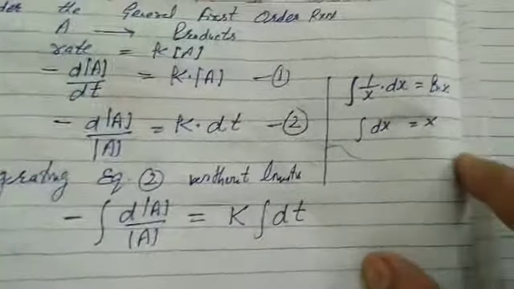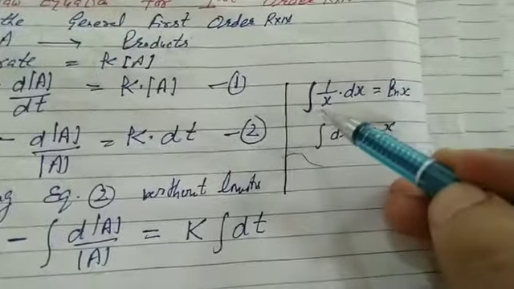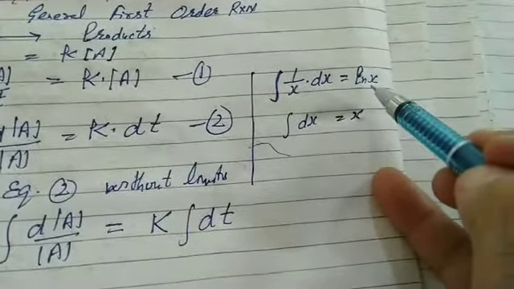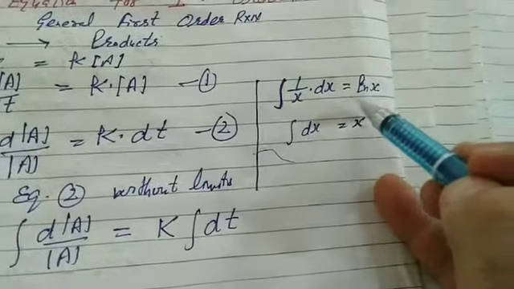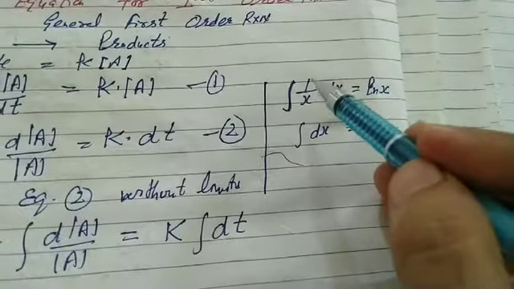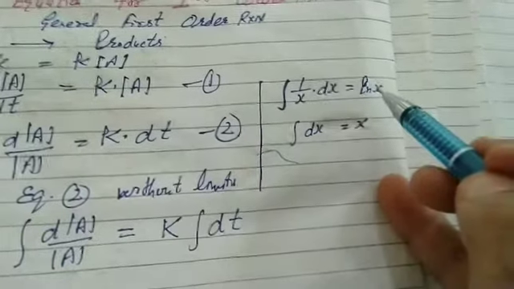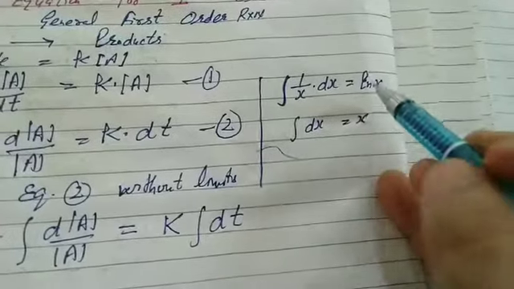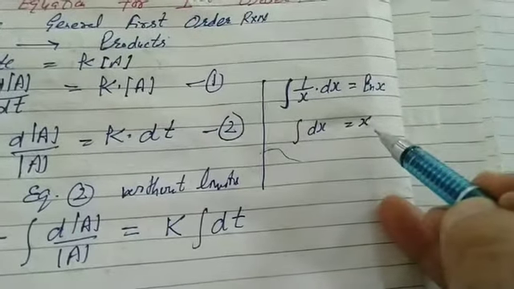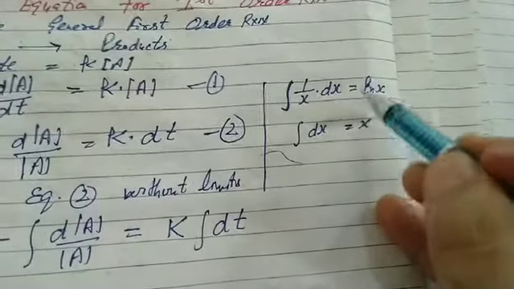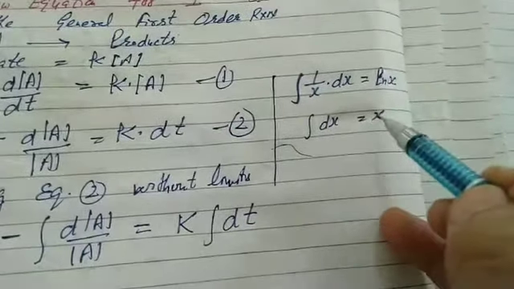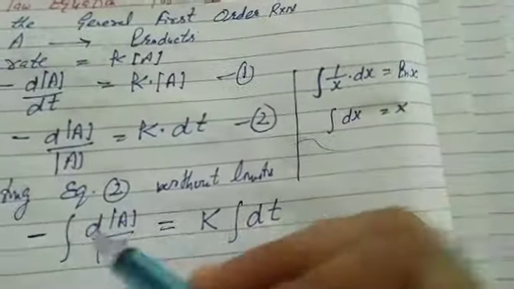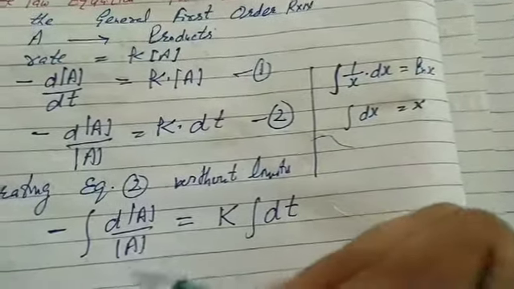Students, at first please try to understand. Integration of 1 upon x into dx equals ln x, log x base e. There's the formula in mathematics, integration of 1 upon x into dx is log x, and in chemistry we start from log base e, ln x. And integration of dx is equal to x. These two formulas we apply. Integration of dx equal to x means dt is equal to t. 1 upon x into dx gives log x, 1 upon A into dA gives log A.